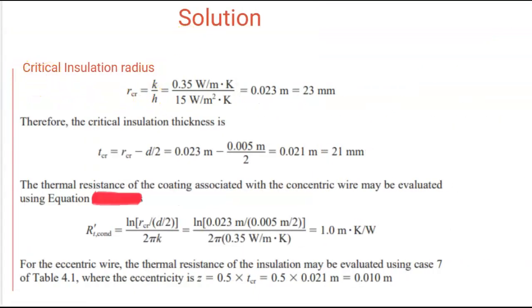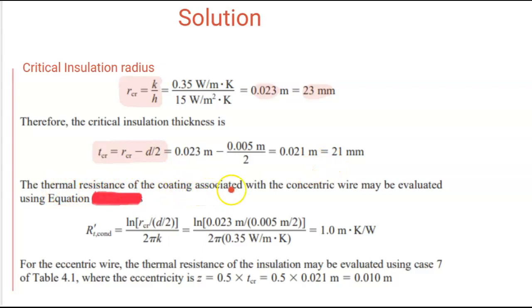Now, the first thing is we need to know this formula. This is the formula for the critical radius, which is k over h. We have the k, we have the h, and this will be in meters. If you want to find the critical thickness, it has a formula: r_c minus D over 2. We have the r_c from here, 23 millimeter, minus the diameter, which was 5 millimeter, 0.005, over 2. That will give you the critical insulation thickness.